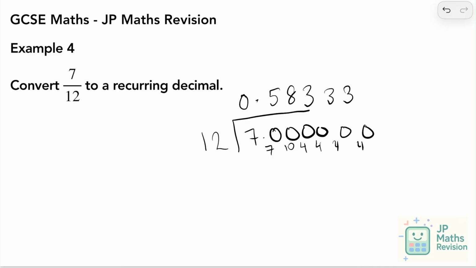And again you can start to see a pattern emerging. So we have 0.5, 8 and 3. I'm going to put the dot above the 3 because I can see that just the 3 part is the part that's recurring.